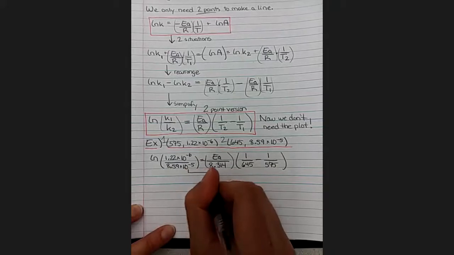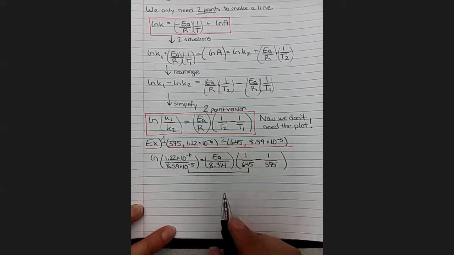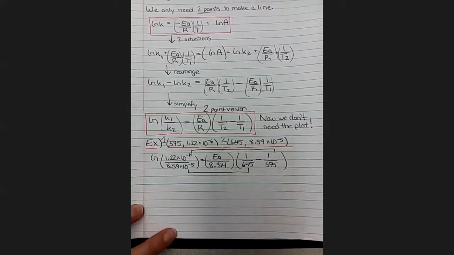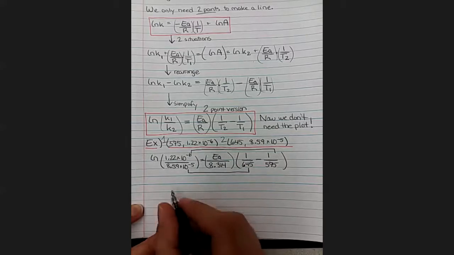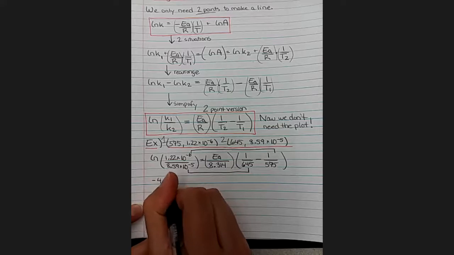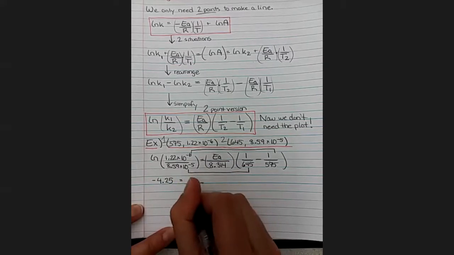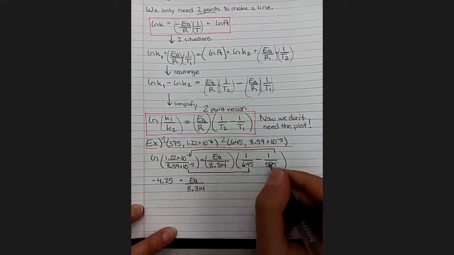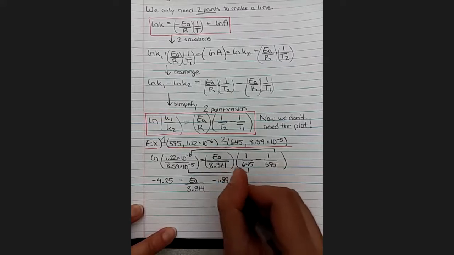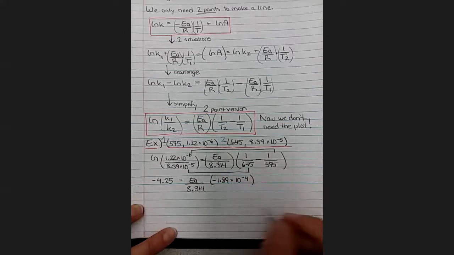I always like to draw a line like this to remind myself that these 2 numbers need to be from the same case, and these 2 numbers need to be from the same case. All right, so from this point, it's just math. We can simplify this a little bit. That natural log term equals negative 4.25. And this temperature term is going to be negative 1.89 times 10 to the negative 4th. Very, very small number.